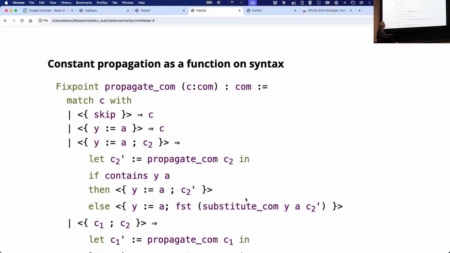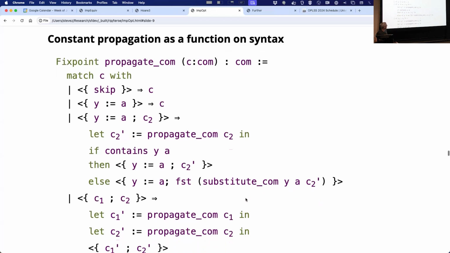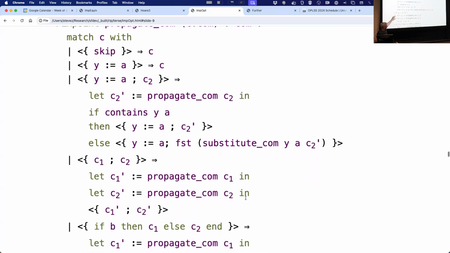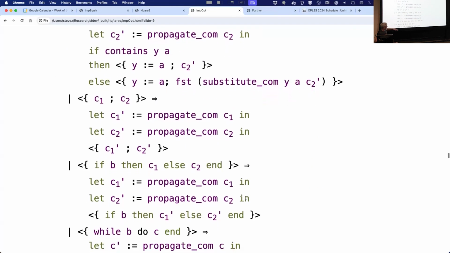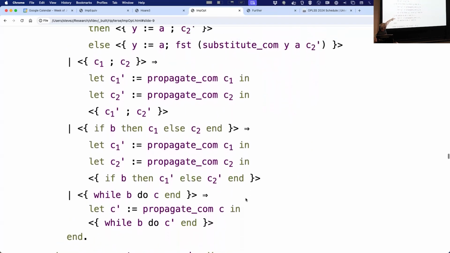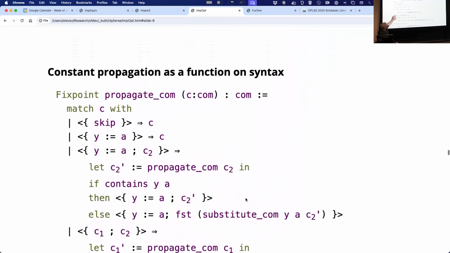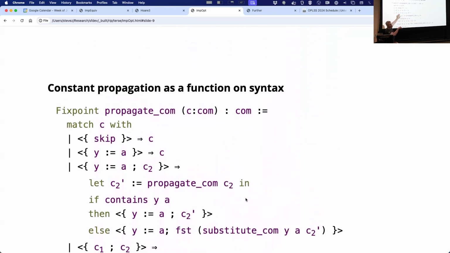It would let us replace y equals z plus 3. If we use y later, we could replace all those occurrences by z plus 3, for instance. And then this is just folding over the rest of the program. This is actually just crawling over the whole program. The only interesting case is this assignment, because we're propagating this assignment later in the program.